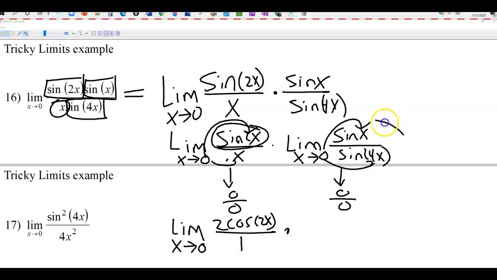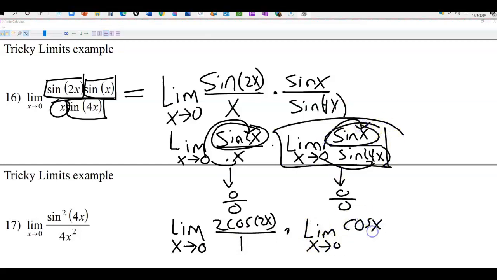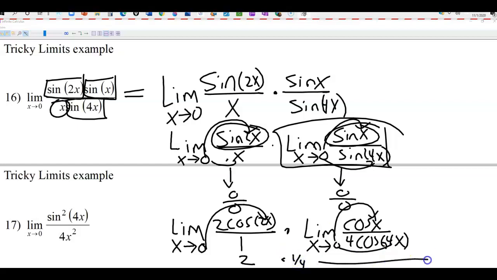And then we're going to do the derivatives of this one as well. So the derivative of sine is cosine. And the derivative of sine of 4x is going to be 4 cosine 4x. And now we do our direct substitution. Cosine of 0 is 1, so I basically have 2 times 1 over 1, which is just going to be 2. And then cosine of 0 is 1, and cosine of 0 is 1, so I have 1 over 4. So now I've got 2 times 1/4, which can be simplified to 2/4, which can be simplified to 1/2 is the final answer for that.